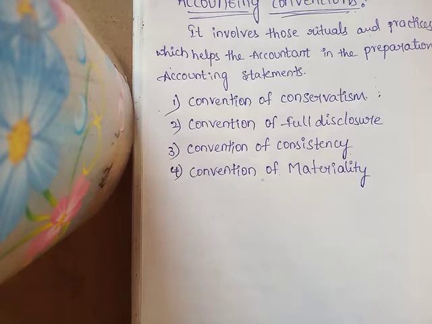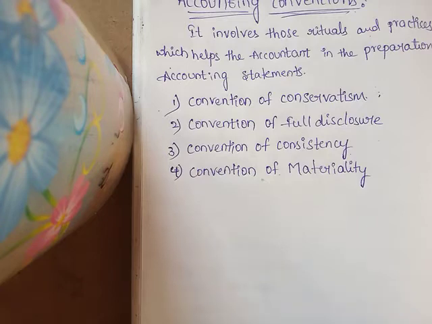Okay, the accountant must include any possible or expected losses, but unrealized profits must not be included. When the convention of conservatism is used, inventory is valued at a lower price, either at cost or market price, and provision is made for bad or doubtful debts.